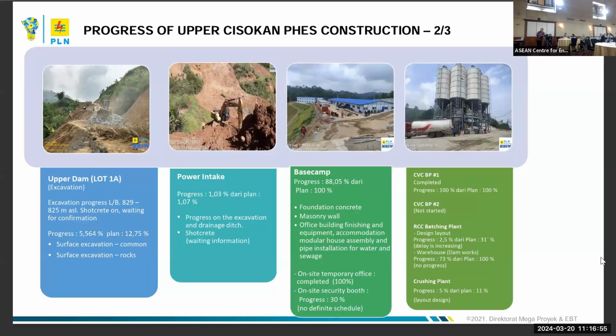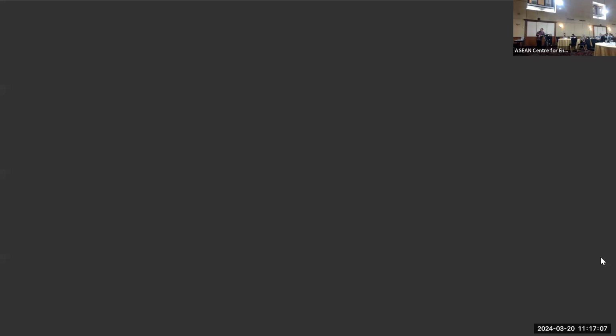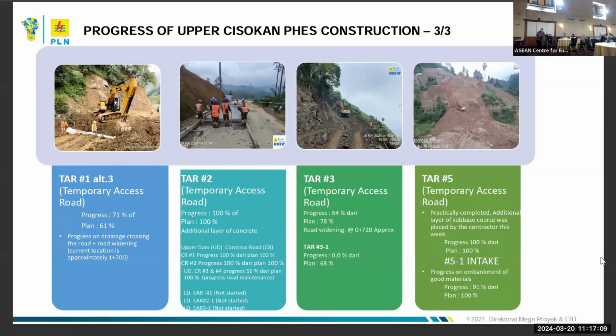This is more detail in pictures, yeah, of the progress until last month: the upper dam, Lot 1A, power intake, base camp, and CVC. This is another picture to show the temporary access road. We have several temporary access roads and the intake.